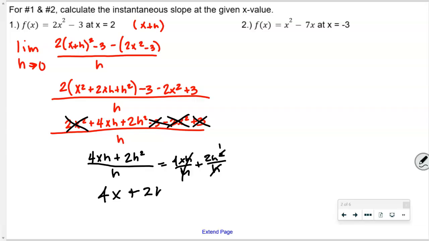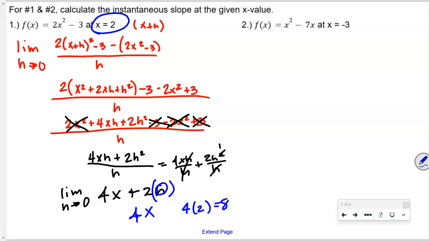plus 2h, right? And now we're going to rewrite our limit as h approaches 0. So that means we're going to put a 0 in for that right there, right? 2 times 0. So this would just be 4x. Now, when we're doing this, we've got to plug this back in. It's instantaneous slope, right? So we cannot forget to do this, y'all, okay? So 4 times 2 is 8. So our answer here is 8, okay?